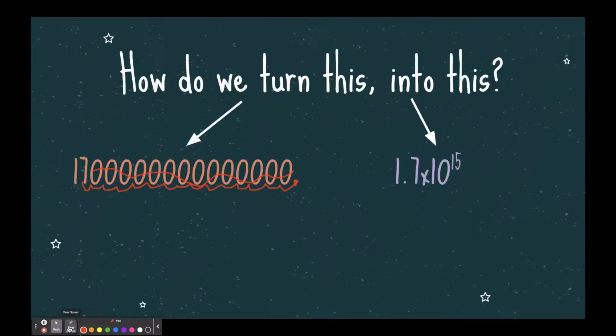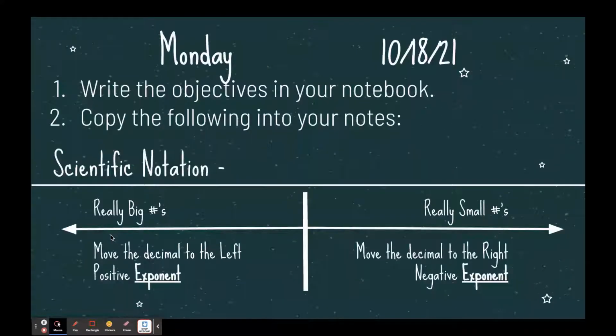Now remember when we looked at our data table over here, right? For the really, really big numbers, I want you to write that into your notes. It shows you moving that decimal on this really big side, and that's going to be a positive exponent. So go ahead and pause the video and do that.